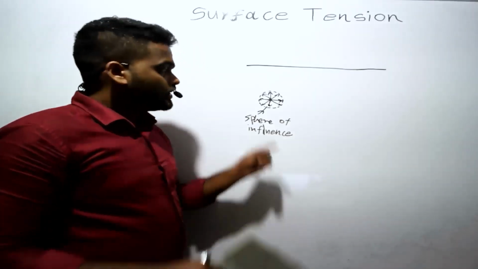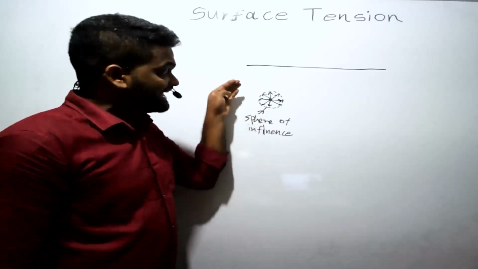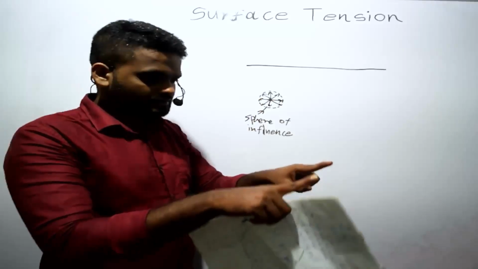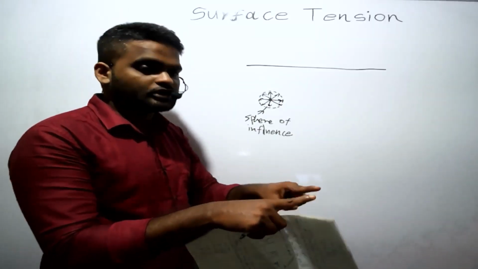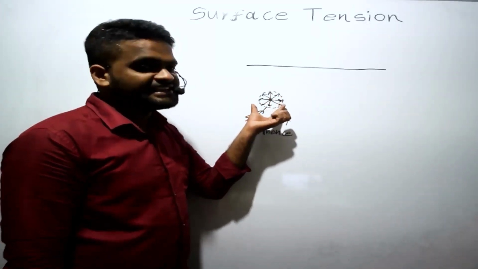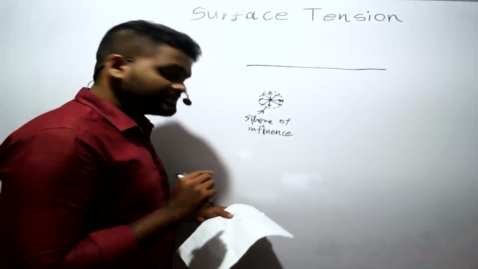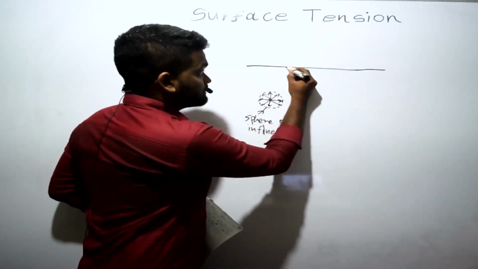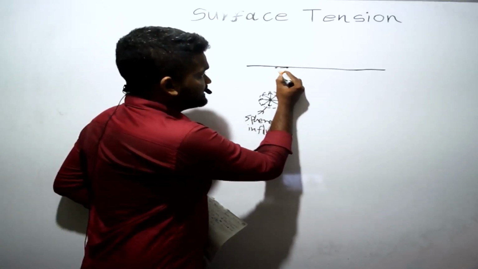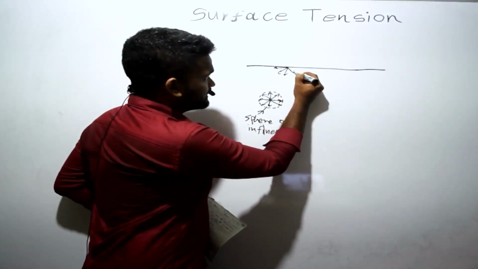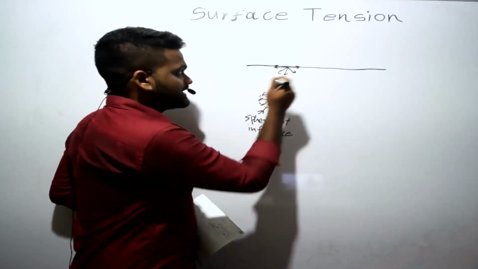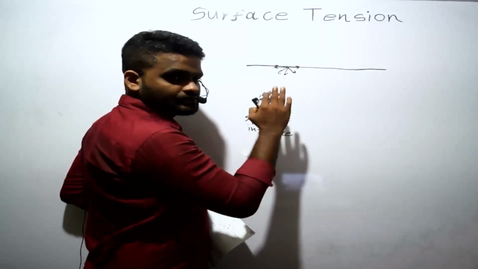Any water molecule inside the liquid is balanced, like they are in equilibrium, so they are not under any tension, right? But if you consider a water molecule on the free surface here, intermolecular forces act only like this. To the horizontal side they cancel off.